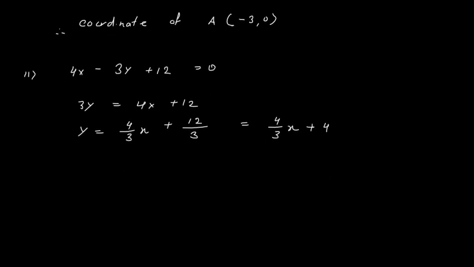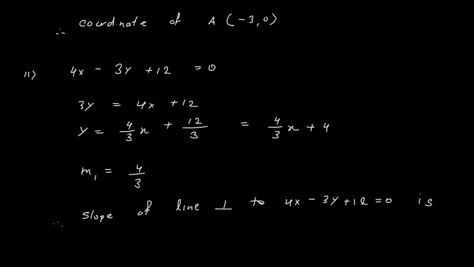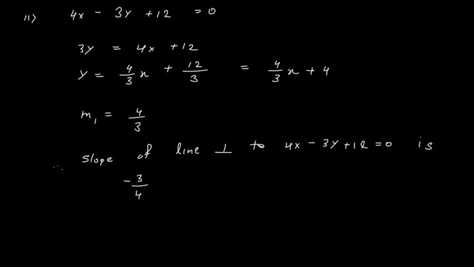So here you can say your slope m1 is 4 divided by 3. Therefore, slope of line perpendicular to 4x minus 3y plus 12 equal to 0, which is 4 by 3 here, is minus 3 by 4. The product of the two slopes should be minus 1. So if you multiply these two, you will get the answer as minus 1.